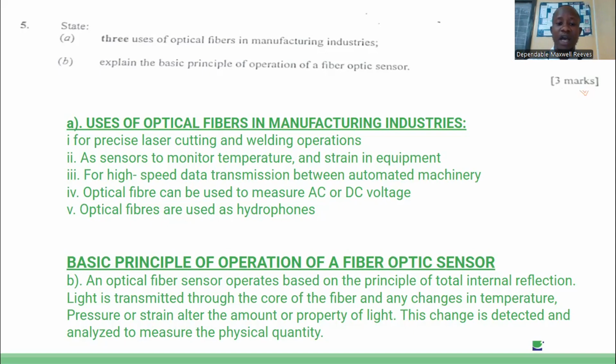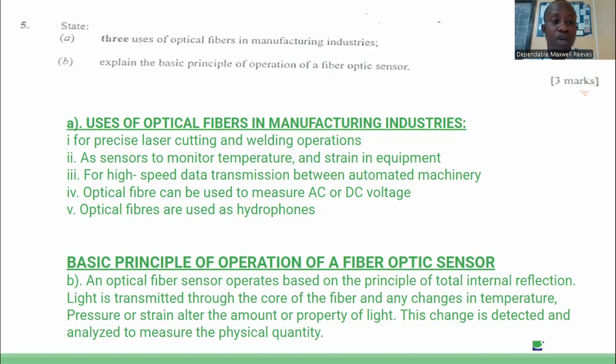Hydrophones, these are instruments that are used on water. Hydrophones are water microphones, usually used on water to detect sounds in water. So that's what hydrophones are used for.